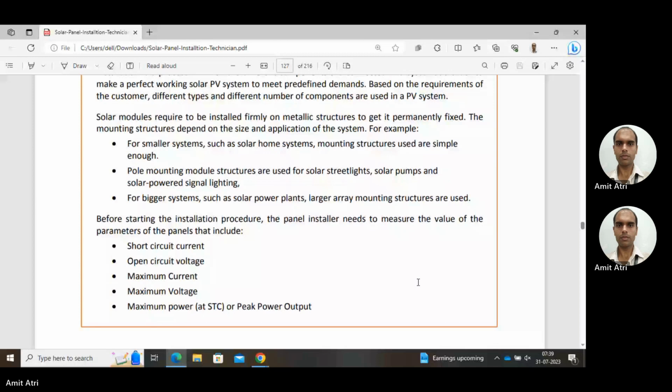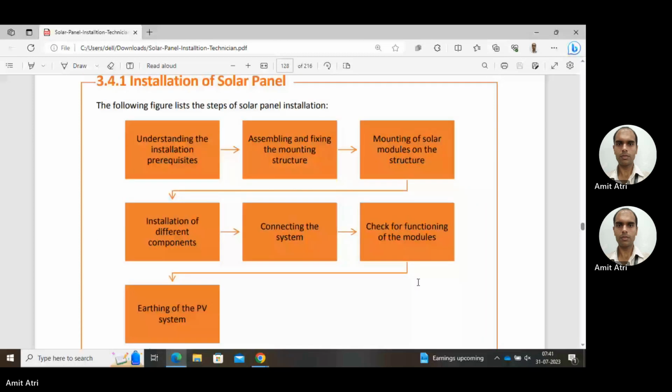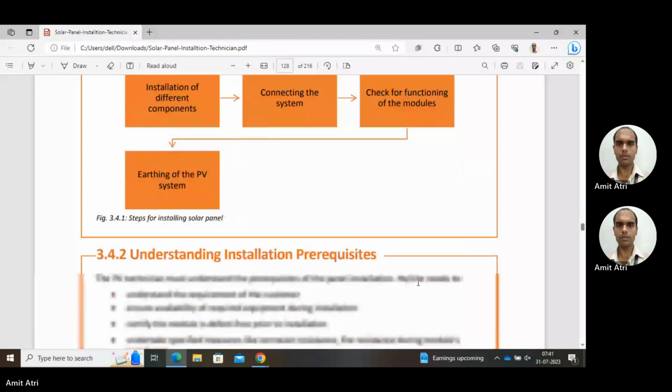After the panel, the installation of different components. Other components, like I said, charge controller, battery or inverter. So there are different types of components. Install them and connect them. Proper selection of wire is very important for connection. Then check for functioning of the modules, which means how the different modules we are using are functioning. And last there is earthing of the PV system. So these are the steps which are involved in the installation.